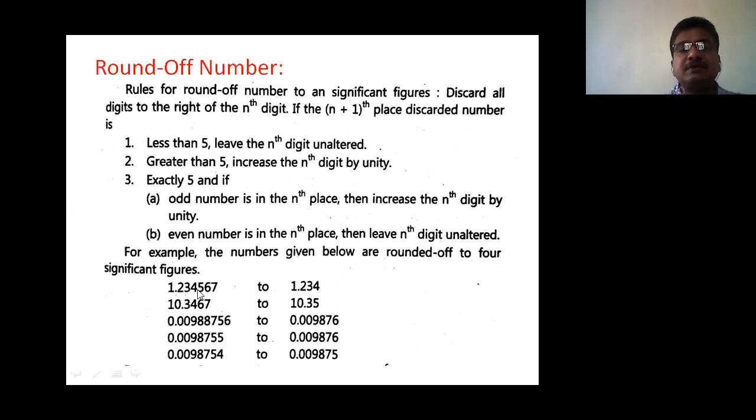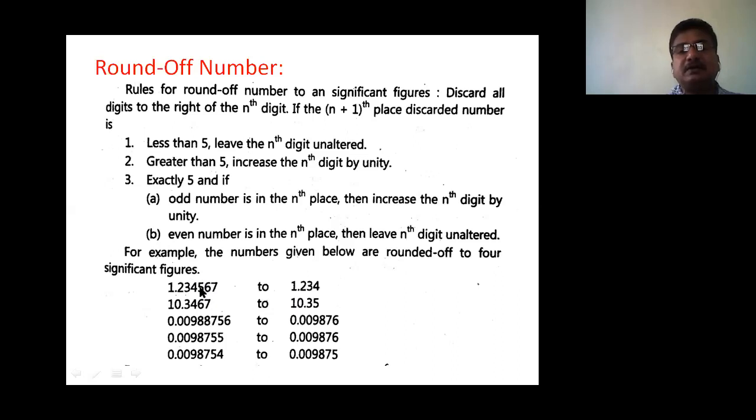So what is the procedure? This number is exactly 5, and the previous number is even. So no change. If the number at this place is greater than 5, increase the previous number by 1. If the number is less than 5, then the previous digit remains as it is. But if the number is exactly 5, then the third rule is applicable for this example.